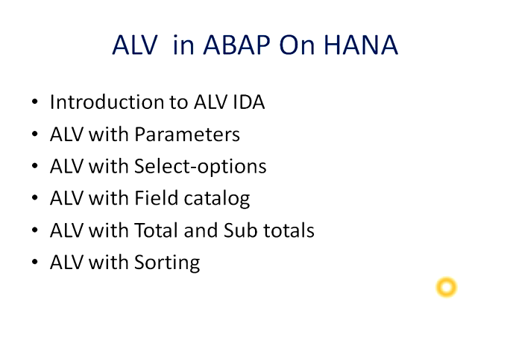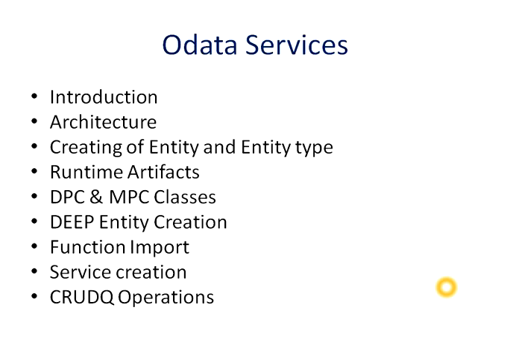So now next, ALV in ABAP on HANA, like ABAP List Viewer. In this scenario, we are going to discuss the introduction to the ALV IDA. Now next, ALV with parameters, ALV with selection options, ALV with field catalog, ALV with totals and subtotals, ALV with sorting. I think in ABAP also the same concepts are there, but in ABAP on HANA, most of the time it is the same, but the coding is a little bit changed. We are reducing the code, and performance is also increasing.